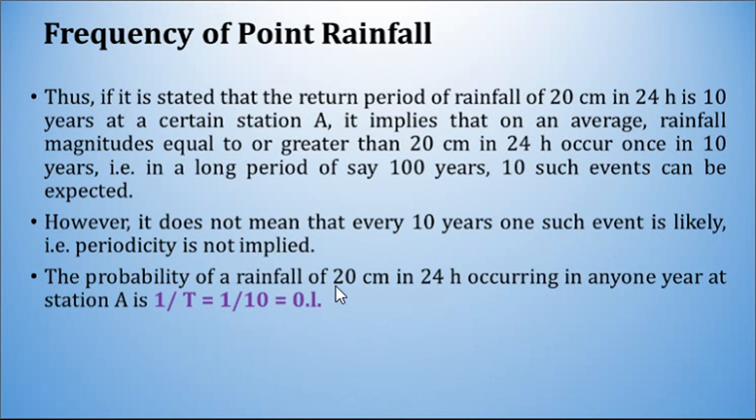The probability of a rainfall of 20 cm in 24 hours occurring in any one year at station A is 1 upon T, equal to 1 upon 10. 10 is the return period, so the probability will come out as 0.1. Means what? There is 0.1 probability of occurrence of an event which will have maximum 24-hour rainfall as 20 centimeter.